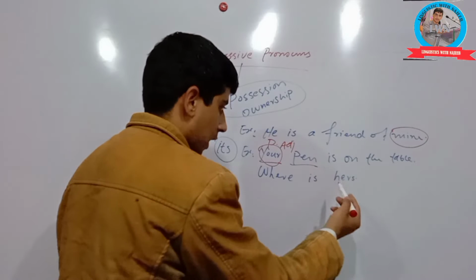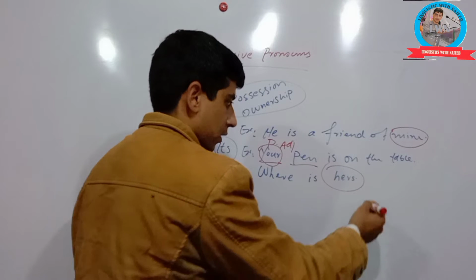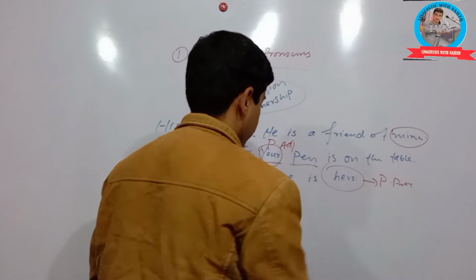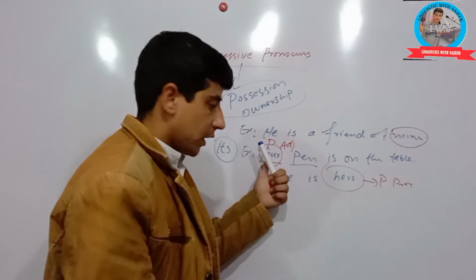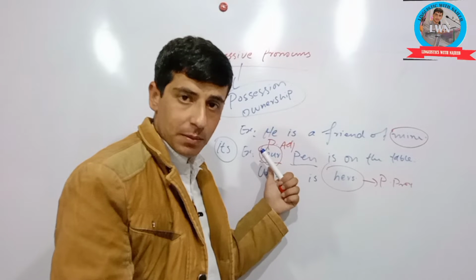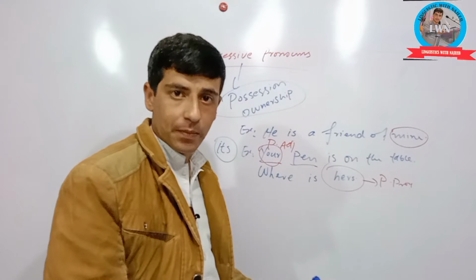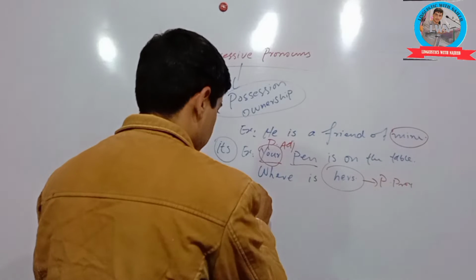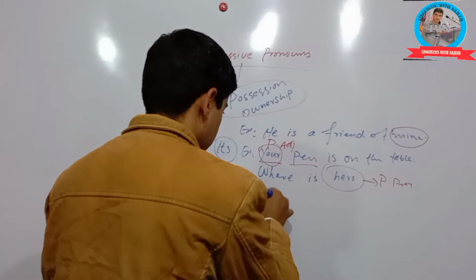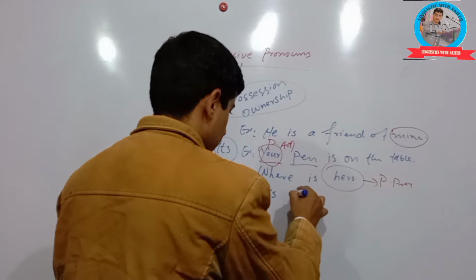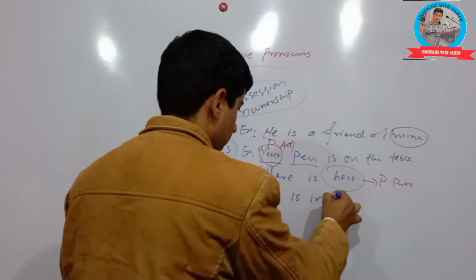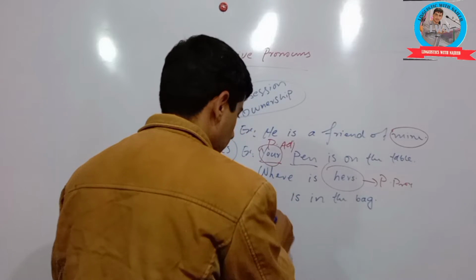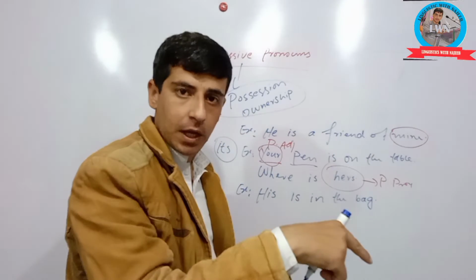The possessive case is this hers. This is called the possessive pronoun. Clear? And this isn't the possessive pronoun. This is possessive adjective. So next, I can tell you again. If I say his is in the bag, his is in the bag. His means his pen is in the bag.